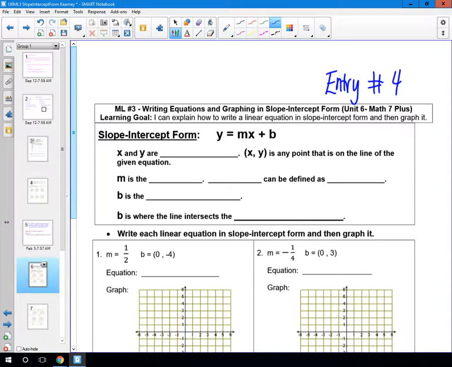Just to recap, we talked about slope last week. So we're going to take it to the next level and do a little bit more with slope. We're going to be doing a lot of what you've seen in that crazy graphing video we've been watching. So take a moment and read your learning goal.